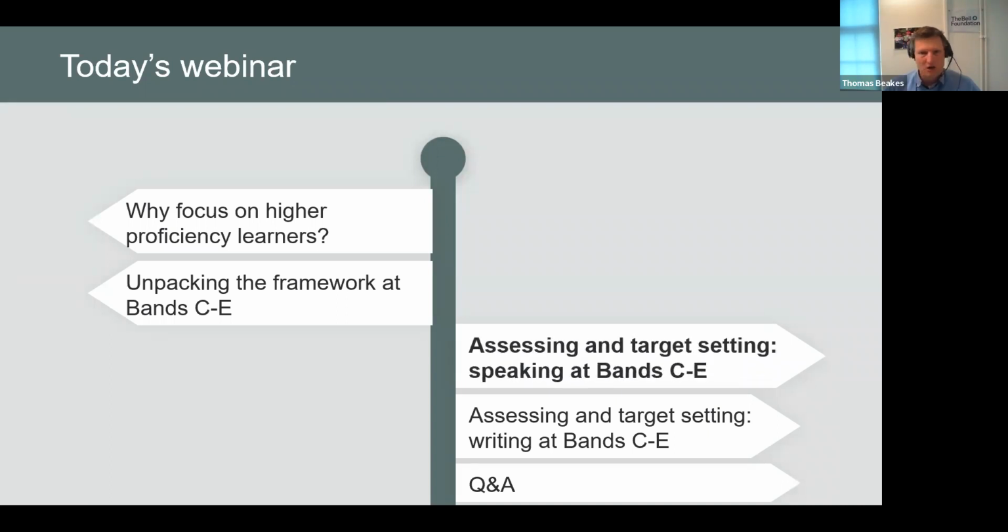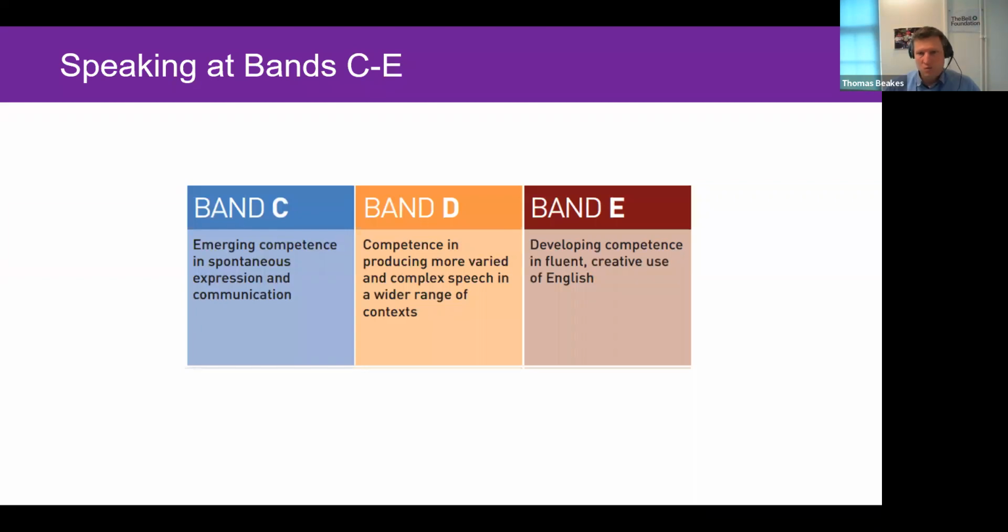And if we look at the framework, this is the overview of band C, D, and E. And in band C, we can see that learners are beginning to be able to communicate spontaneously, although likely with lots of inaccuracies and a limited range of expression. And this is, of course, as we mentioned, often when the standalone EAL provision is withdrawn and learners tend to go into more mainstream education.